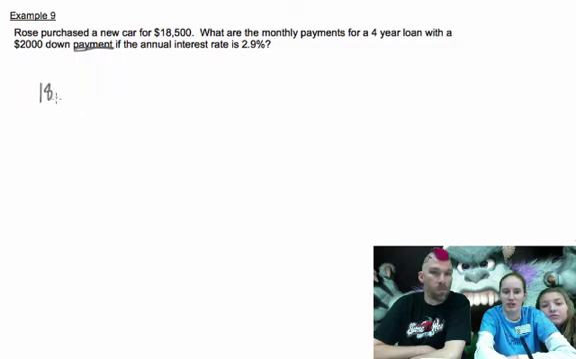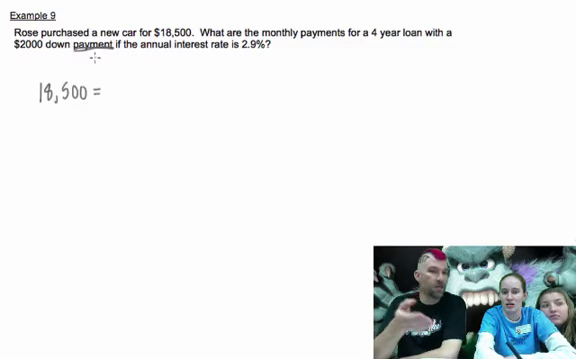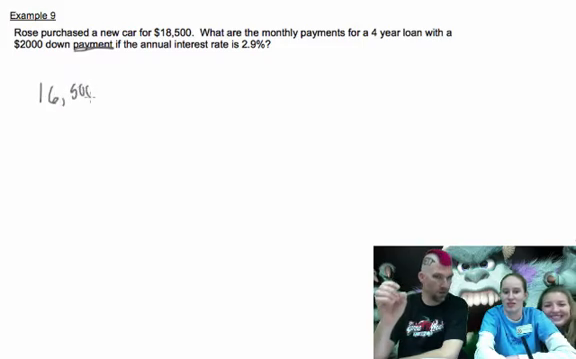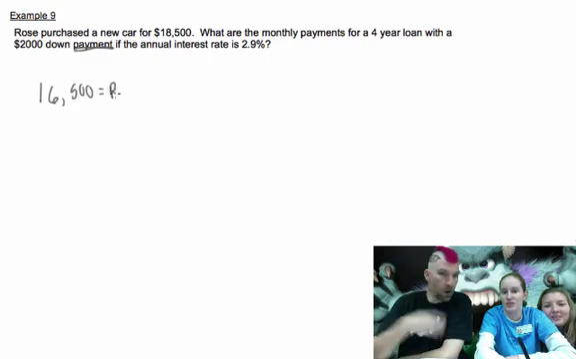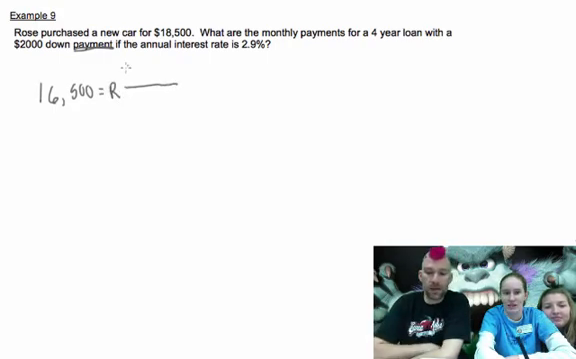So they told us the PV part, the present value, which is how much we currently owe. We owe 18,500 minus the 2,000 we put down, so we put 16,500, because we have lowered our total financing of the vehicle by $2,000.